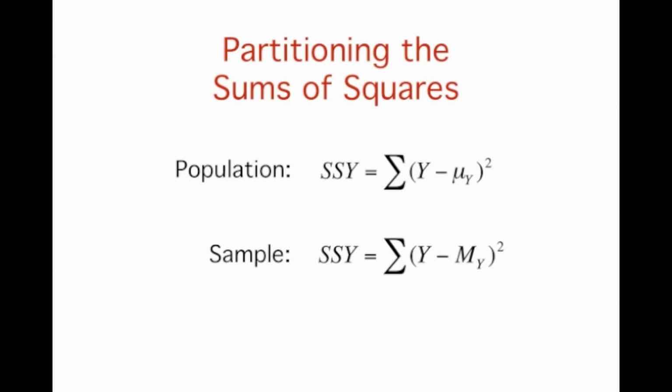A useful aspect of regression is that it can divide the variation in Y into two parts: the variation in the predicted scores and the variation in the errors of prediction. The variation of Y is called the sum of squares Y and is defined as the sum of the squared deviations of Y from the mean of Y. The formulas for the sum of squares Y, or SSY, for both the population and a sample are shown here.